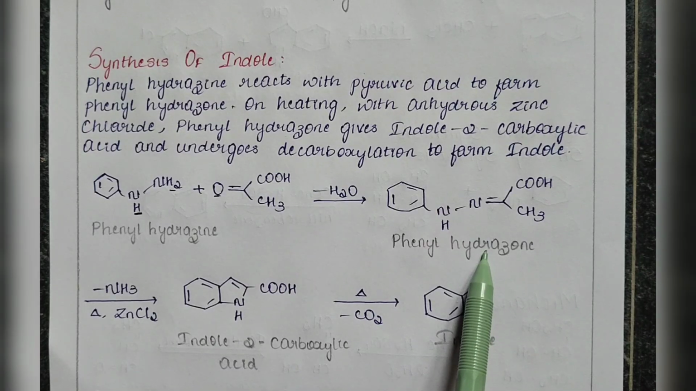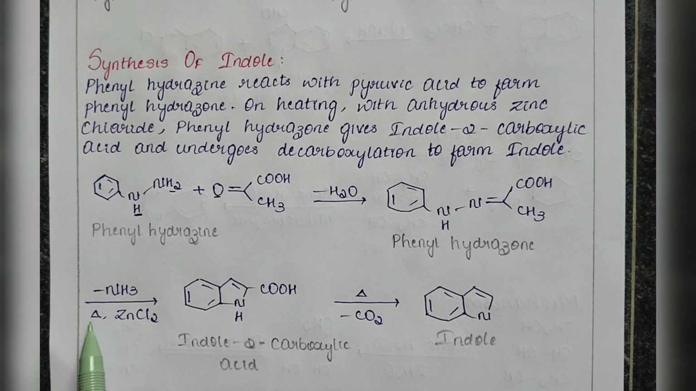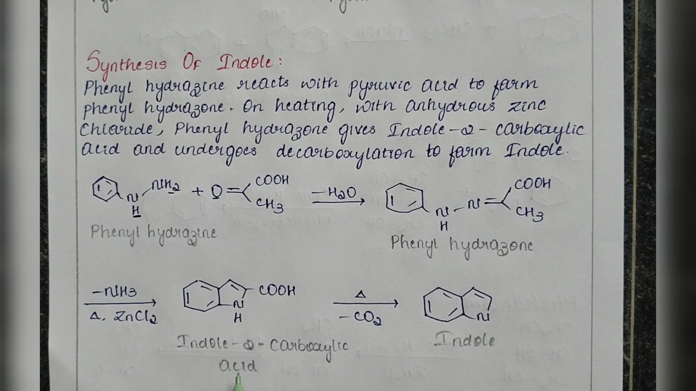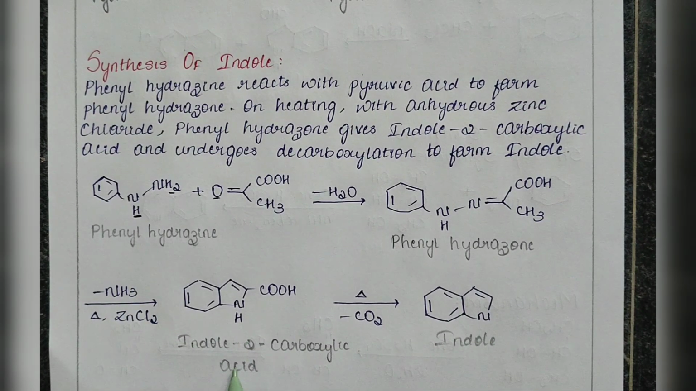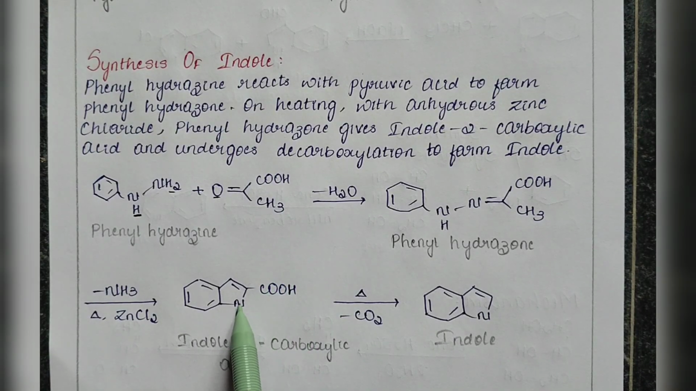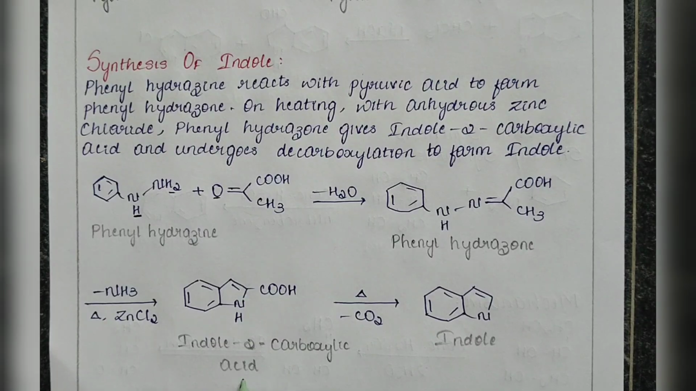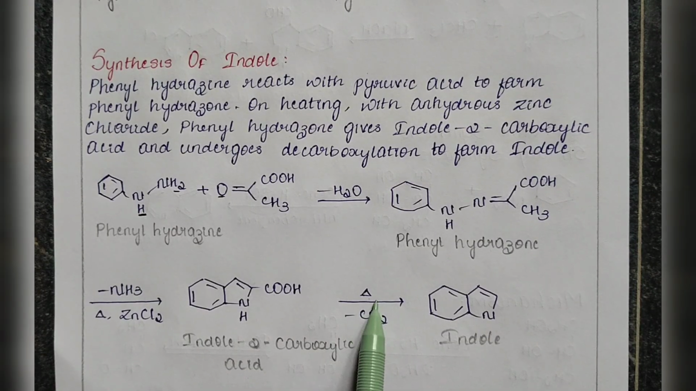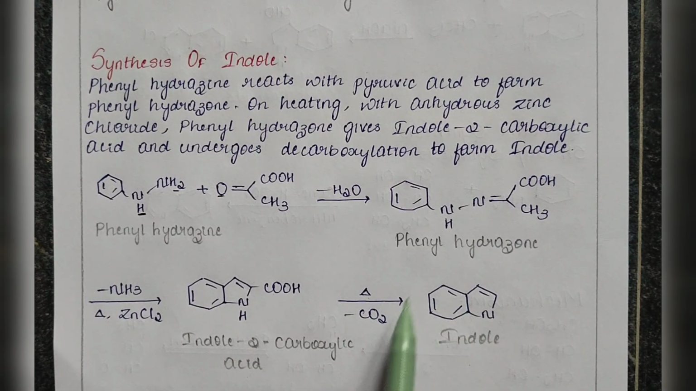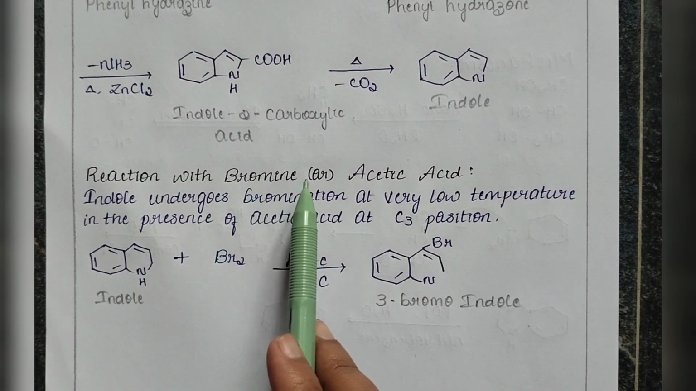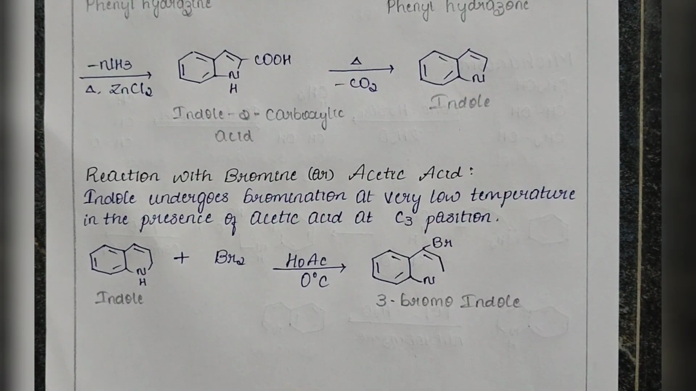When this phenylhydrazone is reacted with zinc chloride in the presence of heat, then removal of NH3 will take place, which results in the formation of indole-2-carboxylic acid. The carboxylic acid is present at the second position with respect to the N, and thus the name indole-2-carboxylic acid is given. On heating the indole-2-carboxylic acid, decarboxylation takes place, and finally we'll get our desired product, that is indole.